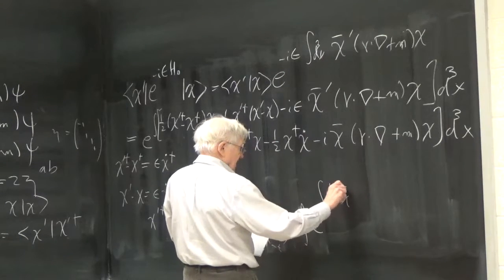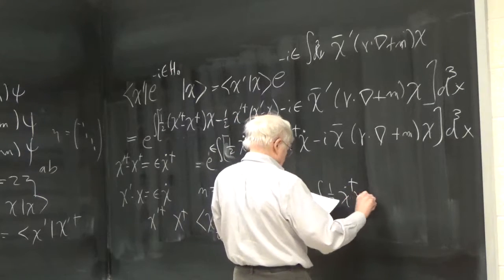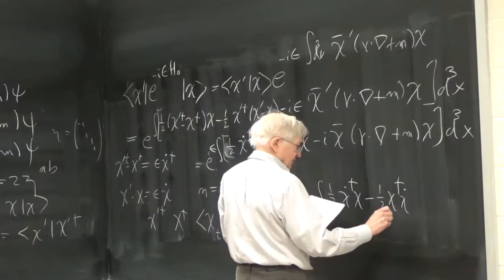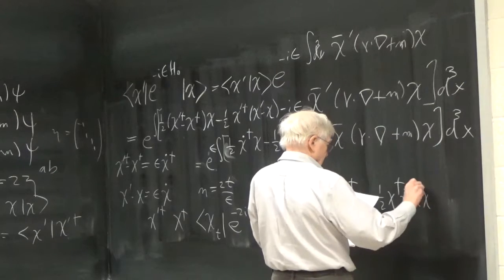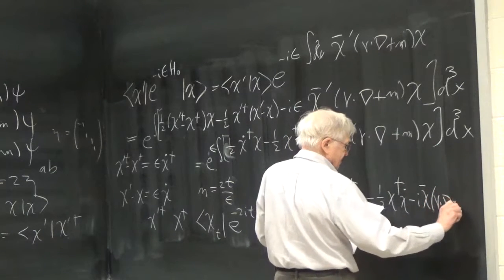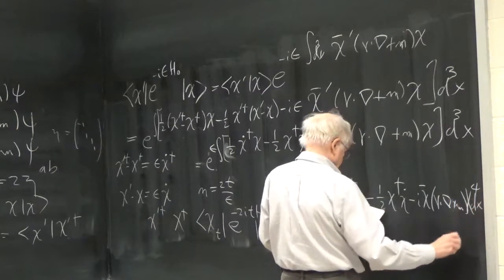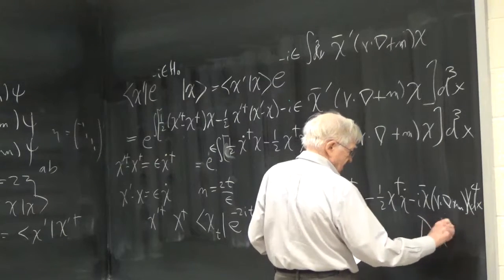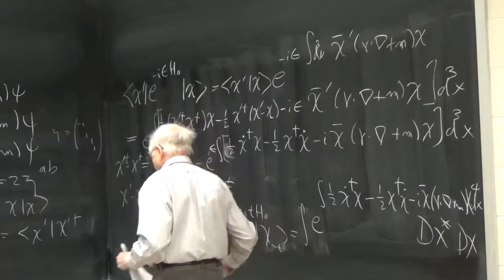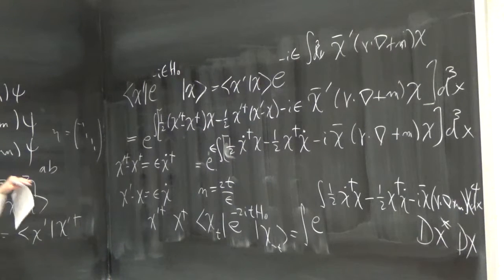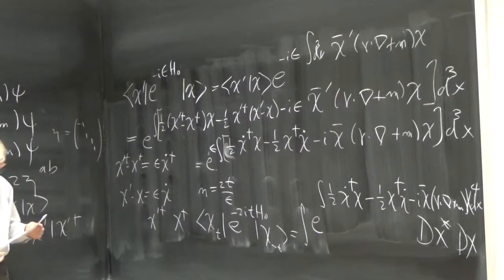a half chi dot dagger chi minus a half chi dagger chi dot minus i chi bar gamma dot grad plus m chi. And now we're doing d4x, and we have d chi star d chi, meaning we're integrating over all of space and over all of these n or 2n identity operators that we've stuck in, which involve integrals over Grassmann variables at all space points.